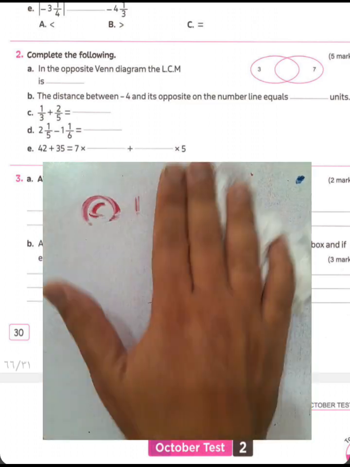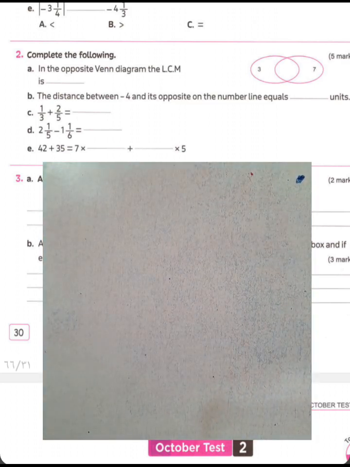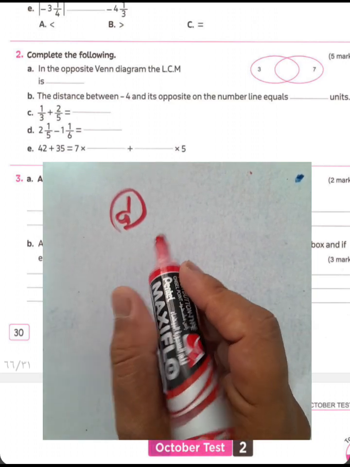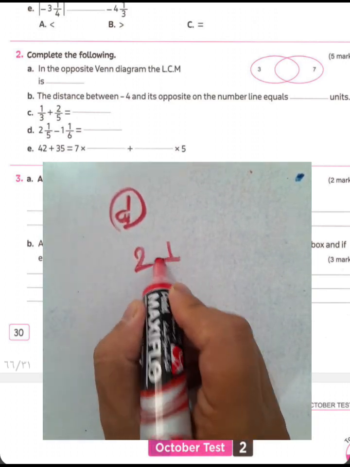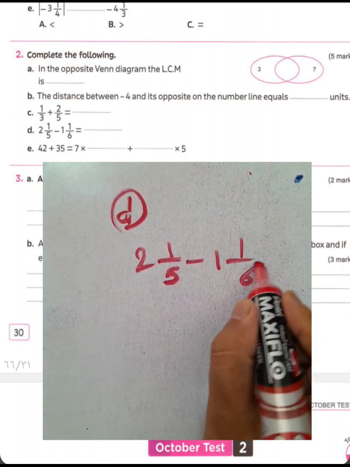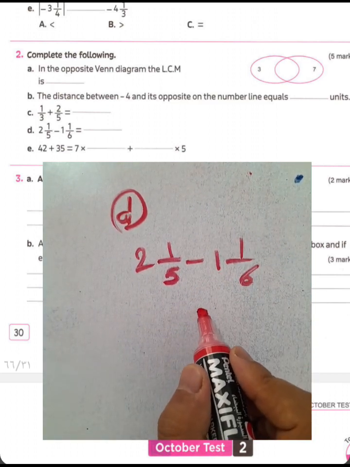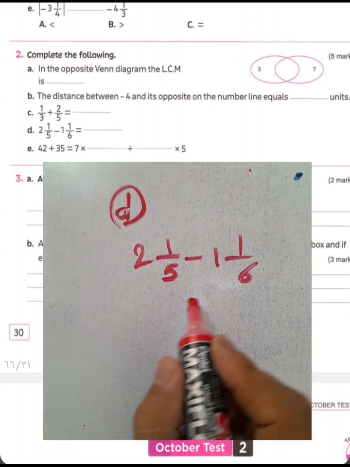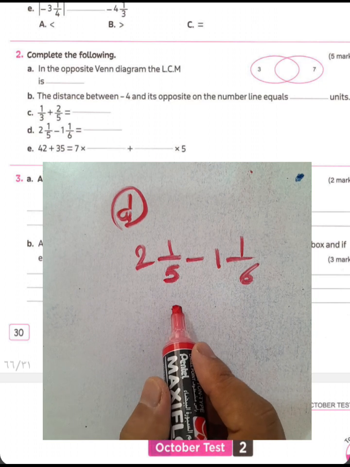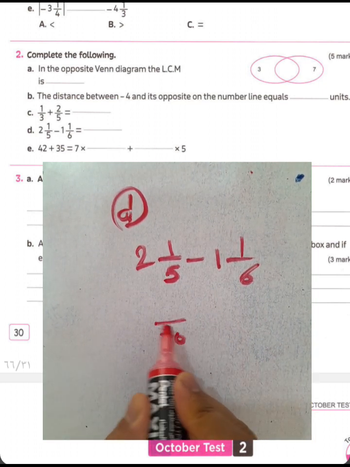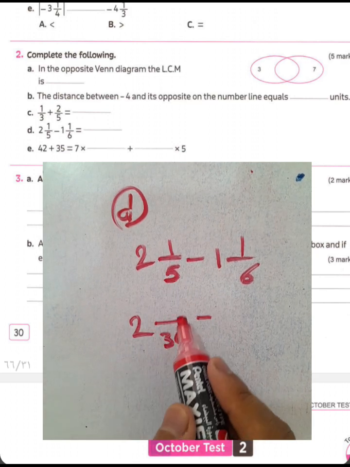Question letter D. 1 over 5 subtract 1 and 1 over 6. We can find the least common multiple between the two numbers here. It will be 30. 30 is the least common multiple between 6 and 5. Write 30 here and convert. 5 times 6 equals 30.